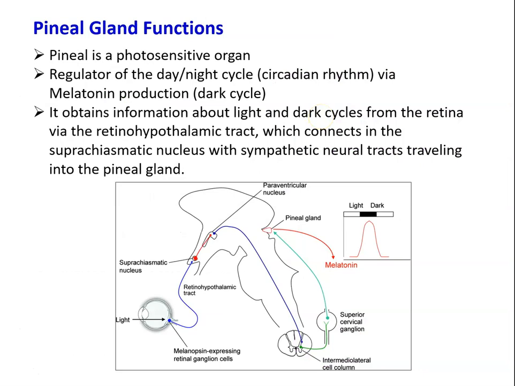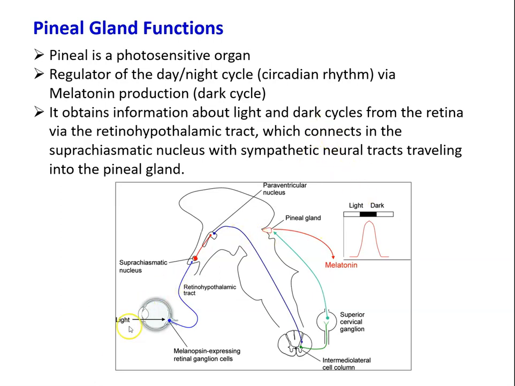So what does the pineal gland do? It's a photosensitive organ. It's connected to the visual system, and you can see that connection in the diagram below. It regulates the day-night cycle, the circadian rhythm, via the melatonin production, which occurs during the dark cycle. It obtains information about the light and dark cycles from the retina via the retinohypothalamic tract, which connects in the suprachiasmatic nucleus, and via some sympathetic neural tracts that travel into the pineal gland.